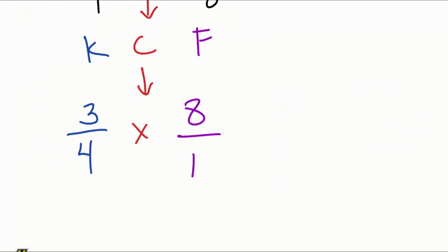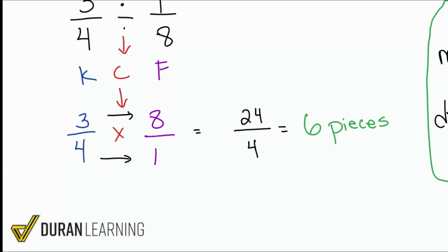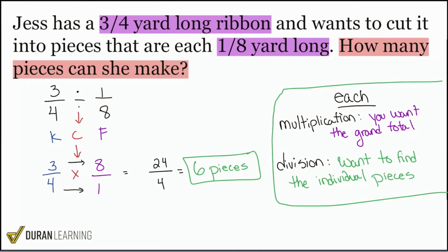Everybody, if we're doing 3/4 times 8/1, what this can turn into is 3 times 8, which is 24, 4 times 1, which is 4, and everybody help me out. What is 24 divided by 4? What's that going to give us? Yes, that is going to be 6, and there we go. We can make 6 pieces of ribbon with this 1/8 yard long per piece, and having this much ribbon in total, we can make 6 pieces all together. And there we are, everybody.